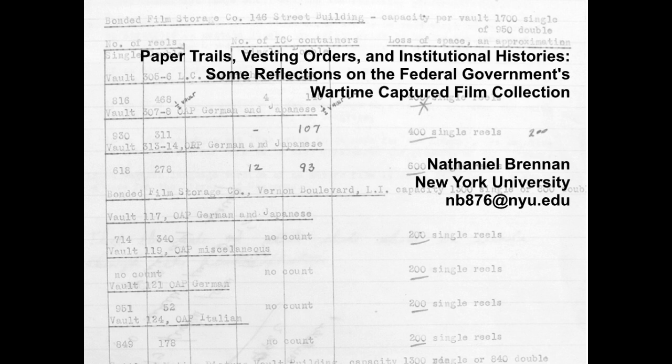What they ended up with was a collection of foreign films, some 3 million feet of it, suddenly under federal jurisdiction, the remnants and duplicates of which are today kept by the Library of Congress and the National Archives. The Library of Congress refers to this collection as its captured foreign collection of German, Italian, and Japanese cinema.